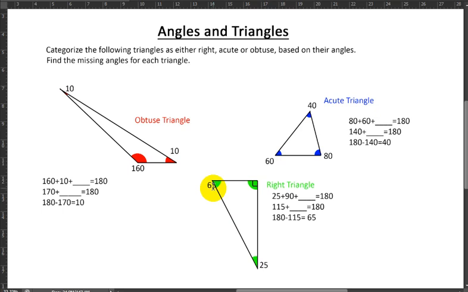That's how I solve problems like these. I need to keep in mind that altogether they need to make 180, and I find the difference between 180 and the rest of the angles. That's it. So that's exercise 3.